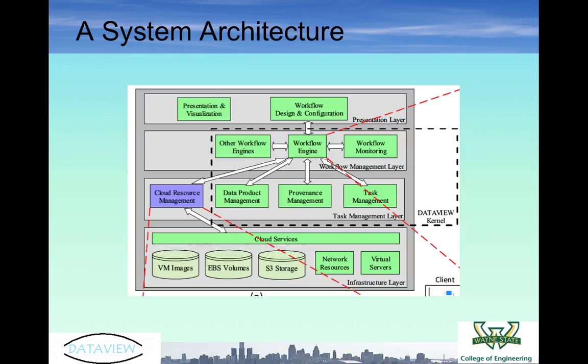So this is a picture which illustrates the details within the system architecture. As you can tell from the picture, you got a presentation layer, you got a workflow management layer, you got a task management layer, and you got the infrastructure layer. And basically, the architecture consists of workflow design configuration subsystem and workflow engine subsystem, workflow monitoring subsystem, provenance management subsystem, task management subsystem, data products management subsystem, and some other subsystems as well.